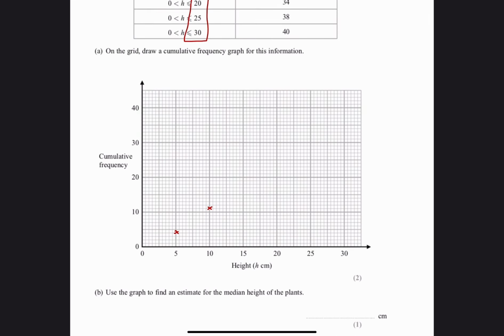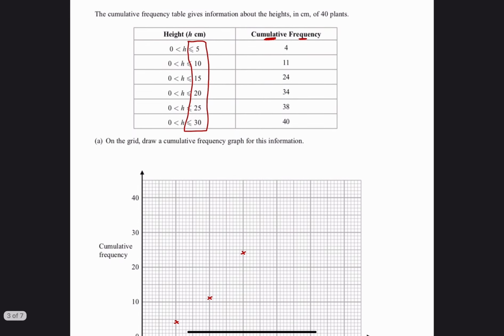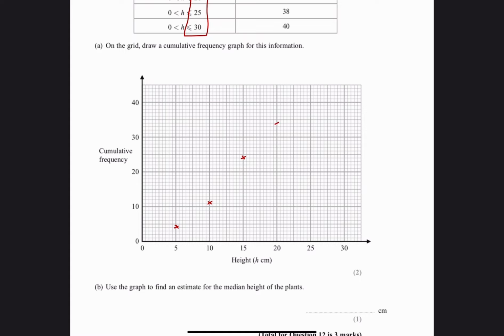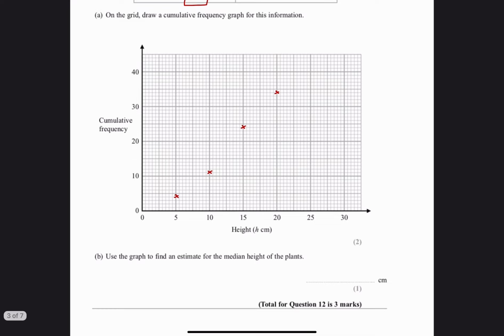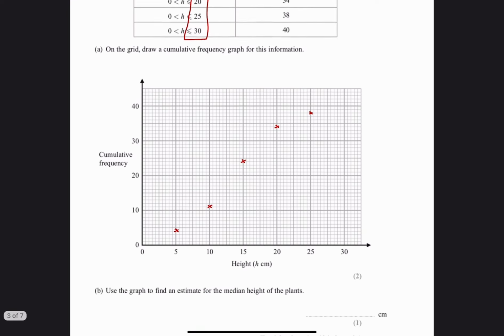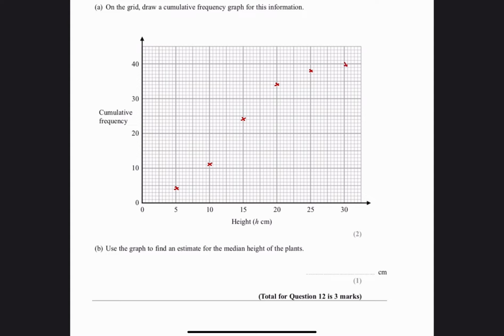15 and 24 is here. 20 and 34 is here. 25 and 38. 30 and 40 here. It's going to look like a very smooth S shape. Okay, now to go to the 40-ish bit. There you go. You don't need to connect the first one, but you can connect it if you wanted.